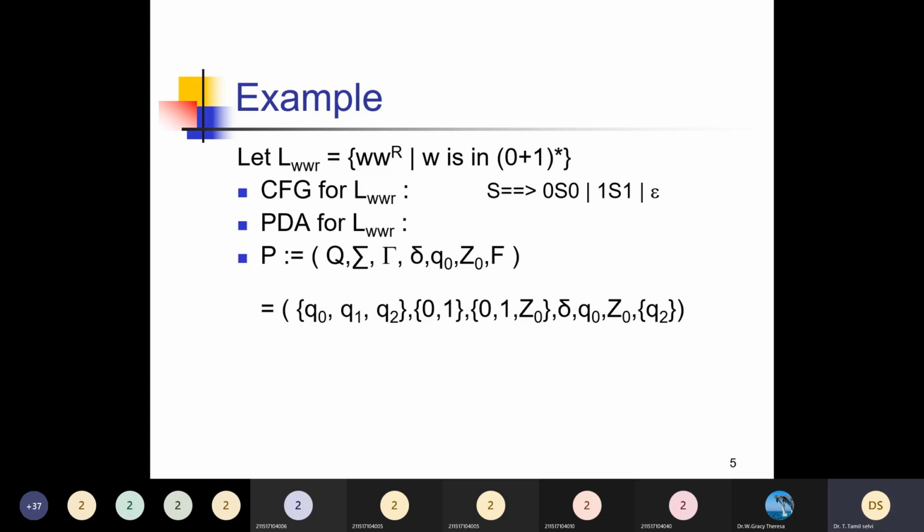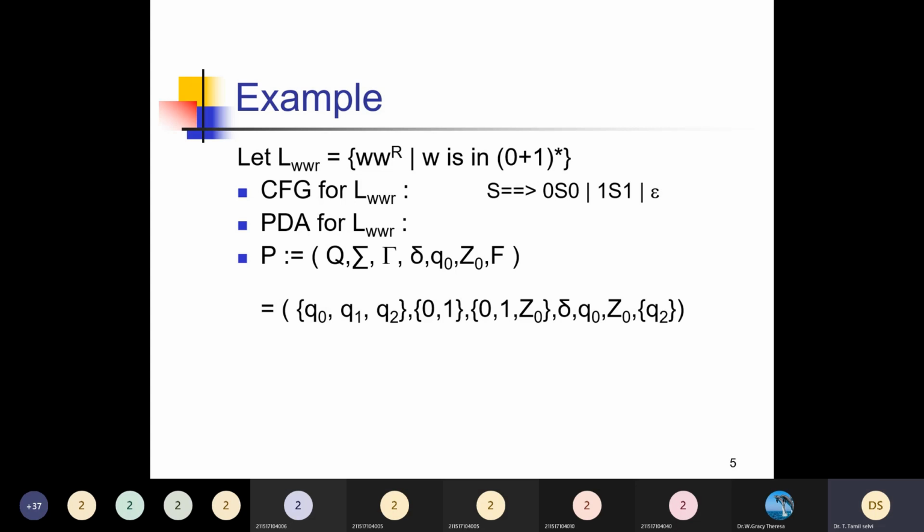And then this is its equivalent PDA. So we know that the PDA has 7 tuples. Capital Q is the set of states, and then the alphabet. We know that 0, 1 is the alphabet. And then we have the stack symbol. In the stack symbol, we have to include all the alphabet plus Z0. What is Z0? It indicates the top of the stack or empty stack. And then the fourth one, we have the transition function. Q0 is the initial state, Z0 is the top of the stack, and then F is the final state.